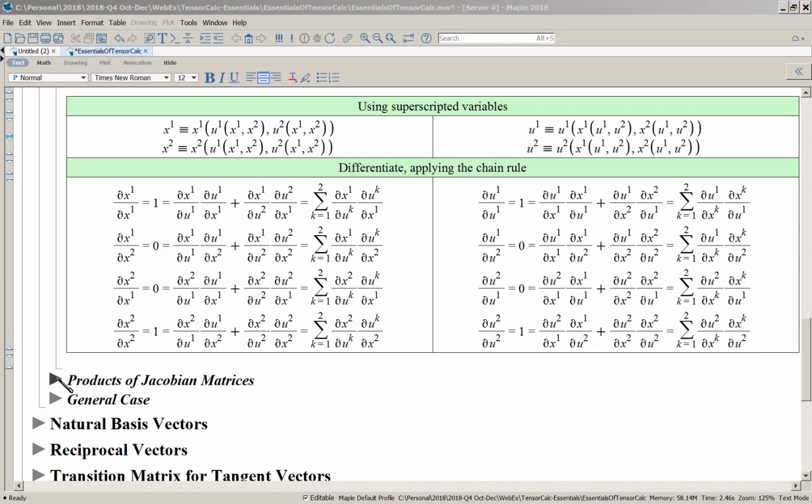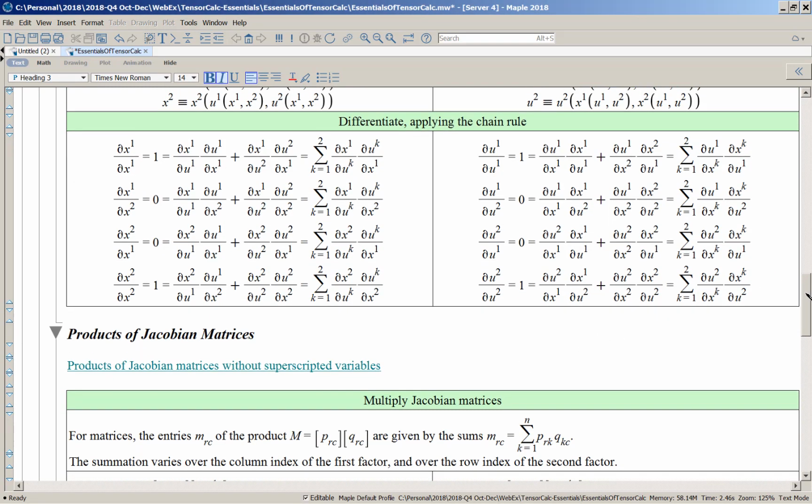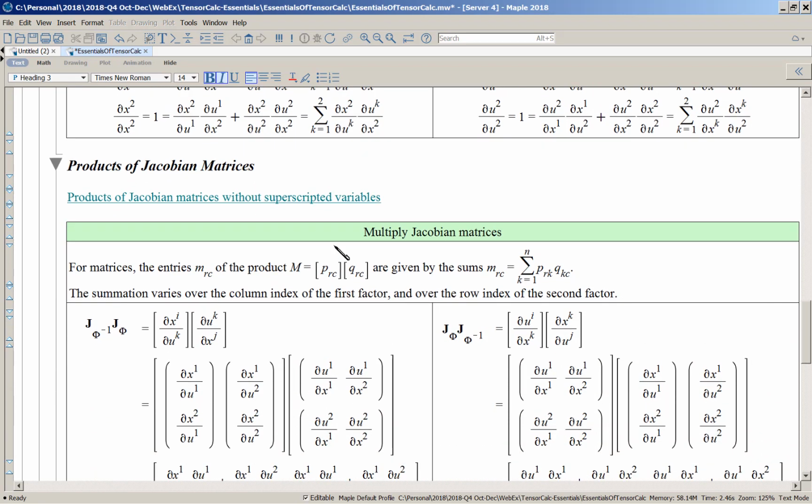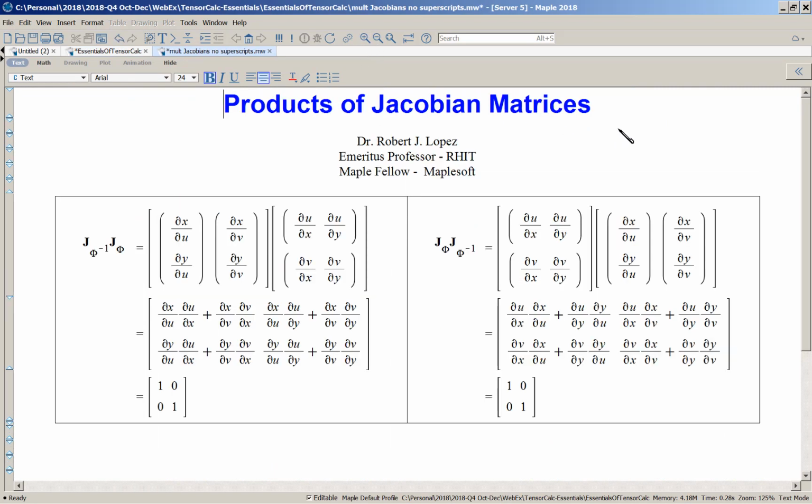Okay, so we have the machinery in place that will allow us to multiply Jacobian matrices. And I'm going to do the same thing I did a minute ago. First, I'm going to do it with a more traditional notation using no superscripts. And I want to look at the product of this Jacobian matrix for the inverse transformation times Jacobian matrix for the forward transformation. And here is the product in the reverse order.